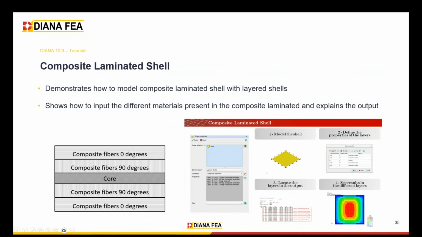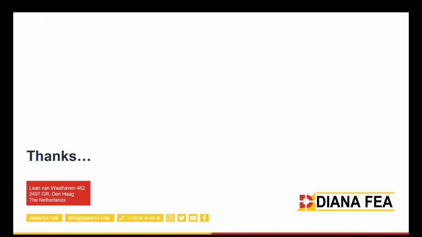Next. The third one is called composite laminated shell. The tutorial demonstrates how to model this material with layered shells. It also shows how to input these different layers of the composite laminate, and explains the output that you get from an analysis. I think that's all on my side.